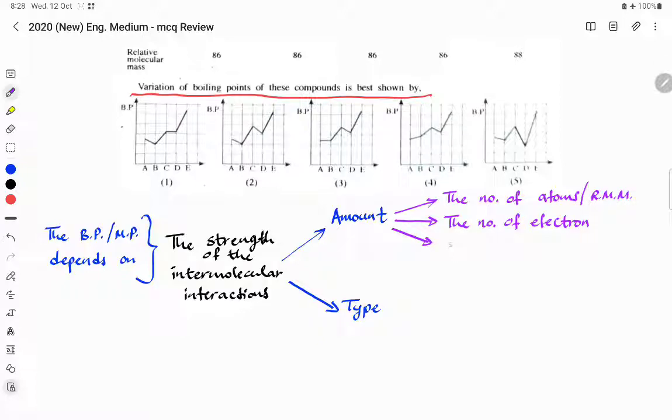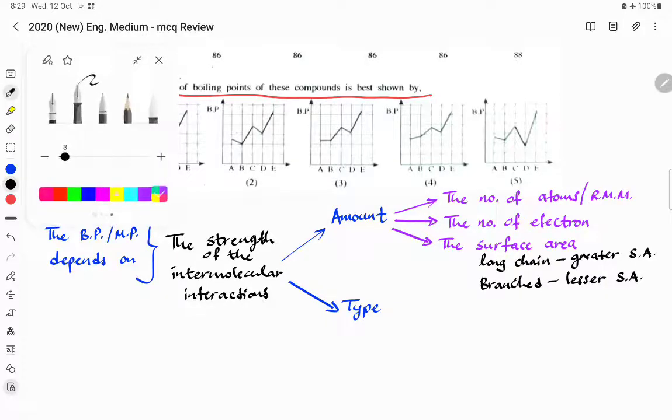The third point is the surface area. If the surface area of a species is greater, it can form more interactions, and therefore the boiling point will be higher, and also the melting point. Now the surface area can be found like this. If a molecule is linear or a long chain compound, a higher surface area is there. Long chain has greater surface area. A branched molecule will have a lesser surface area compared to the long chains.